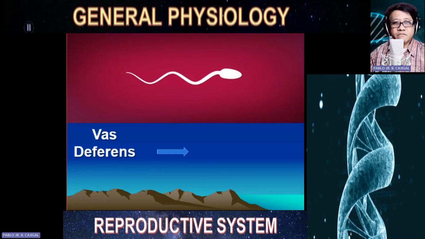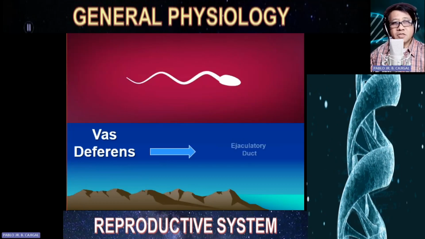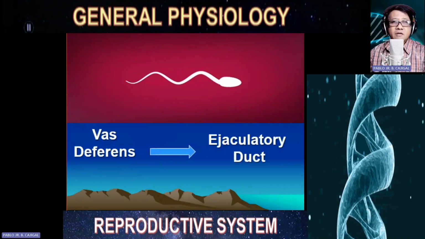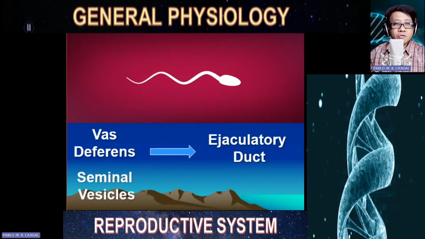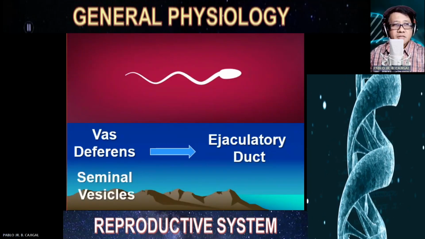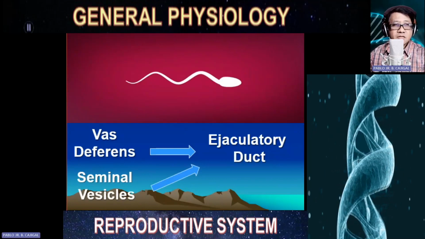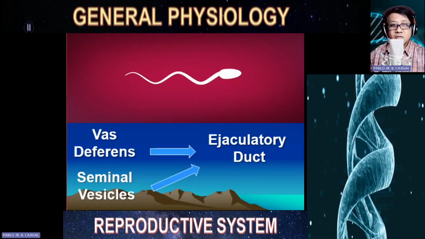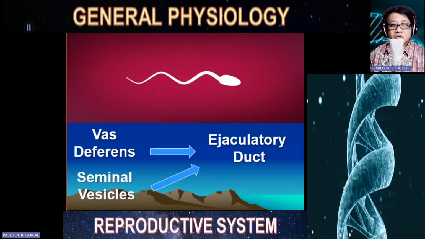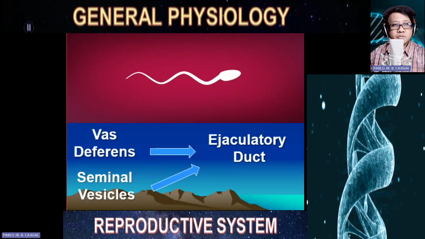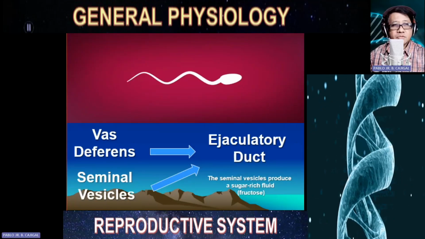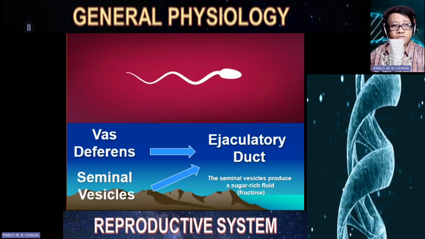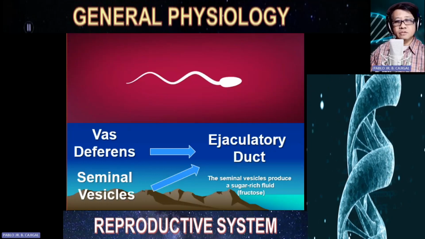Then, from the vas deferens, pupunta yan saan? Sa may ejaculatory duct. Now, from here, may role din yung seminal vesicles. So, nasan yung mga seminal vesicles and ano yung kanyang connection in the reproduction ng sperm. Okay, the seminal vesicles produces a sugar-rich fluid, no? Fructose.